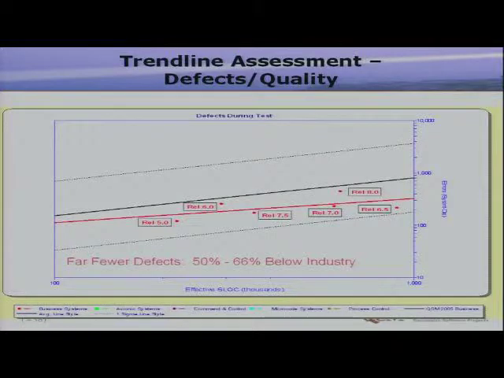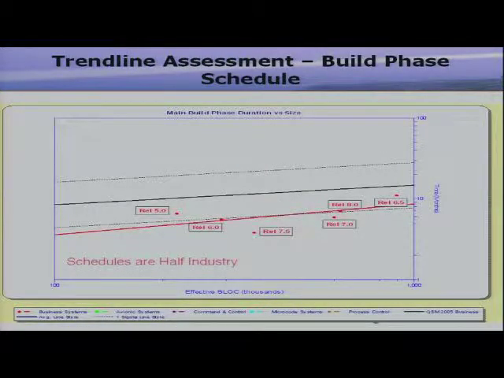What about schedule? Half. Obviously, if your Rayleigh curve is shrunken, you're going to make your date. And it turned out that it was 50% faster on average. When you include the requirements phase, maybe about 40% faster, but we're still talking fast.